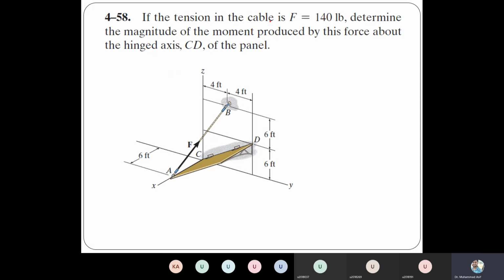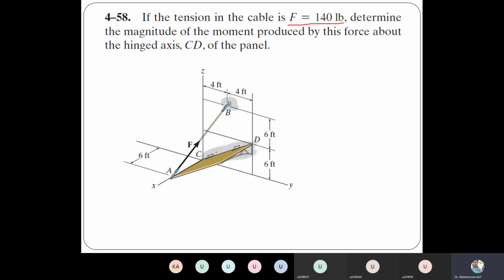Right. So let's try another one. For example, if the tension in the cable is 140 pounds, determine the magnitude of the moment produced by this force about the hinged axis CD. So now the hinged axis is no more an x-axis, y-axis, or z-axis. What you need is to figure out the moment of this force about this axis. This force will create a moment, but what is the moment of that force about the axis CD? That's the question in this example.